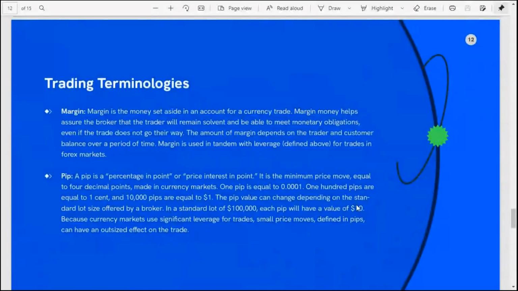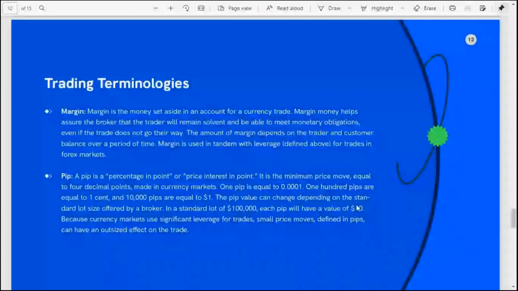So it covers for the borrowed money that you have. The amount of margin depends on the trader and your balance over a period of time. What your balance is relates to what your margin is. Margin is used in tandem with leverage, as we've talked about, for trades in the forex market.